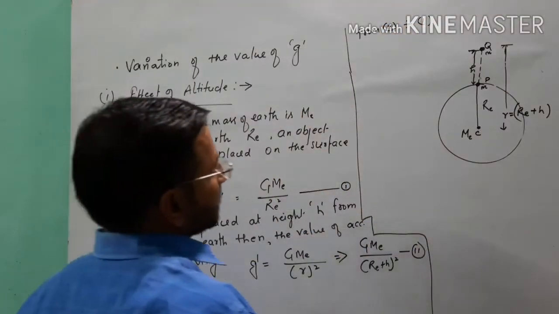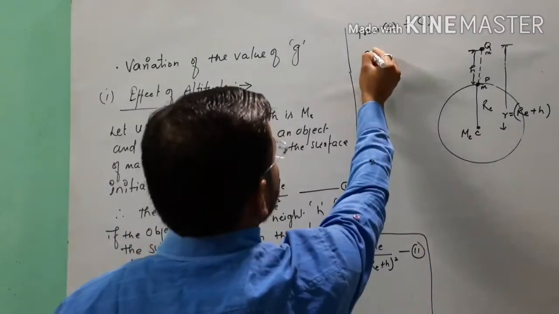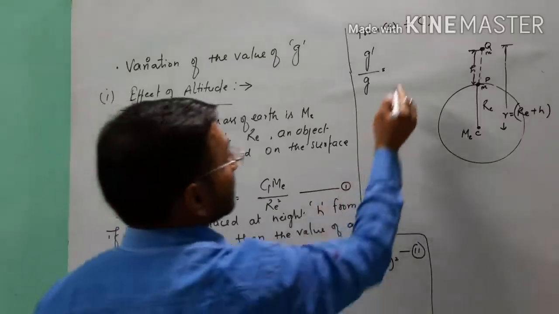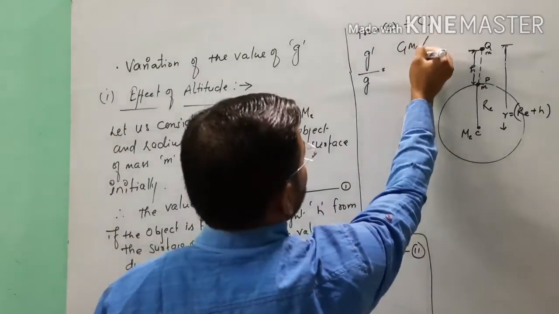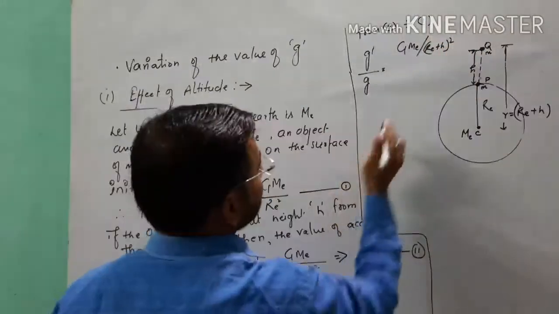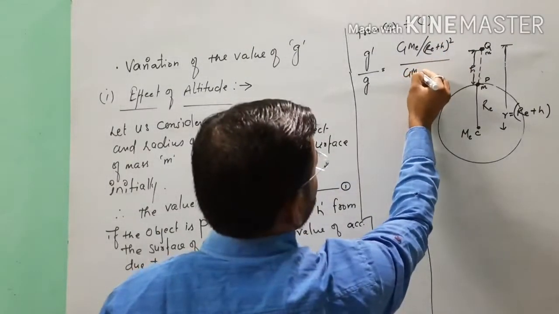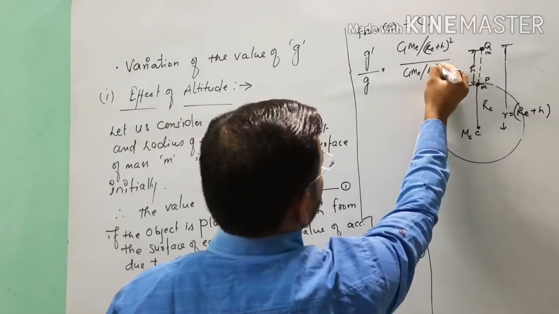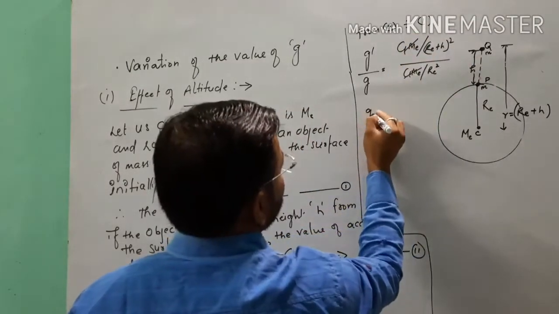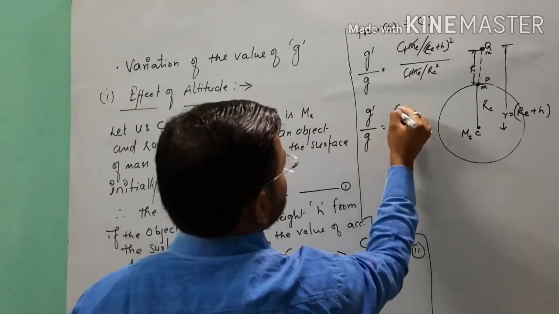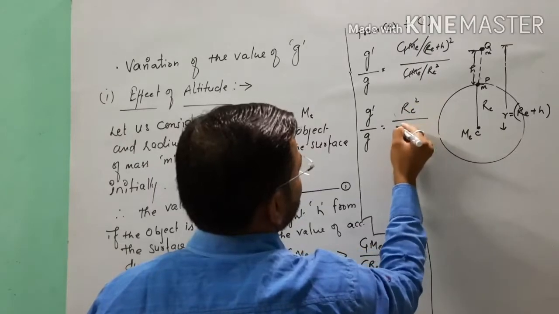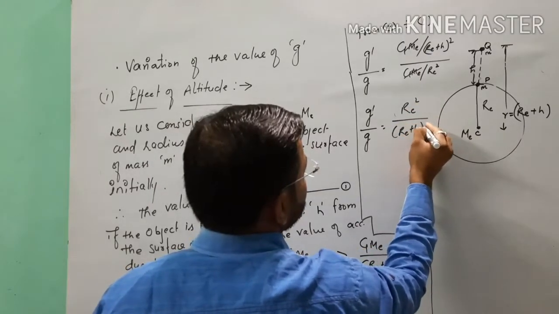So if we think about it, g dash over g is equal to G Me by (RE plus h) whole square from this side, and G Me by RE square. G Me cancels, this will go up, RE square over (RE plus h) whole square.